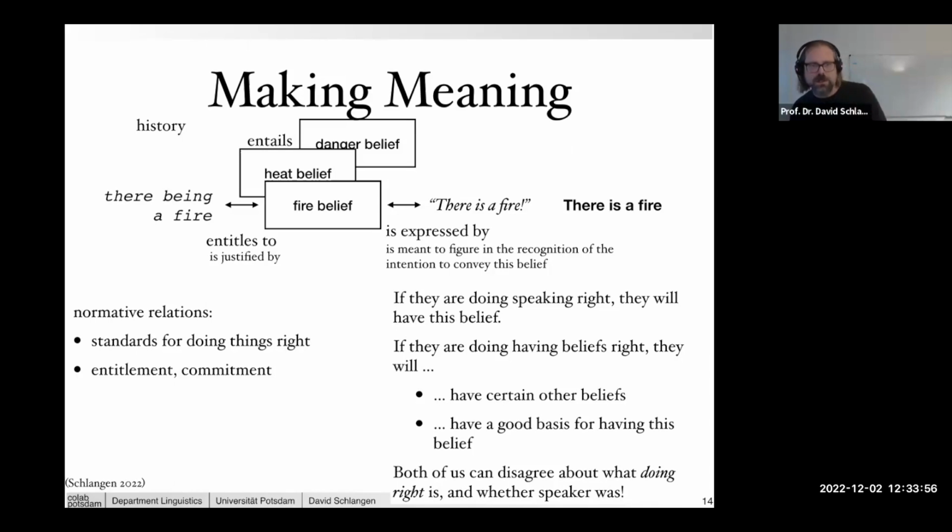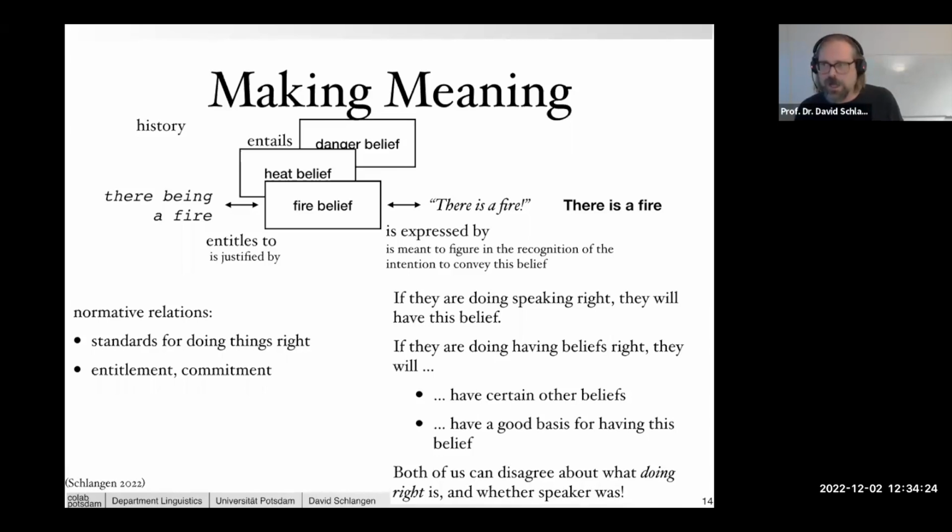Now, a crucial point is that it's always possible to disagree about what doing things right is, right? That's the beauty of this. It has to be possible to disagree about this. These are not natural laws, these are norms, right? And it's also possible to disagree about whether the speaker was doing the right thing, even if you agree on what doing the right thing is.